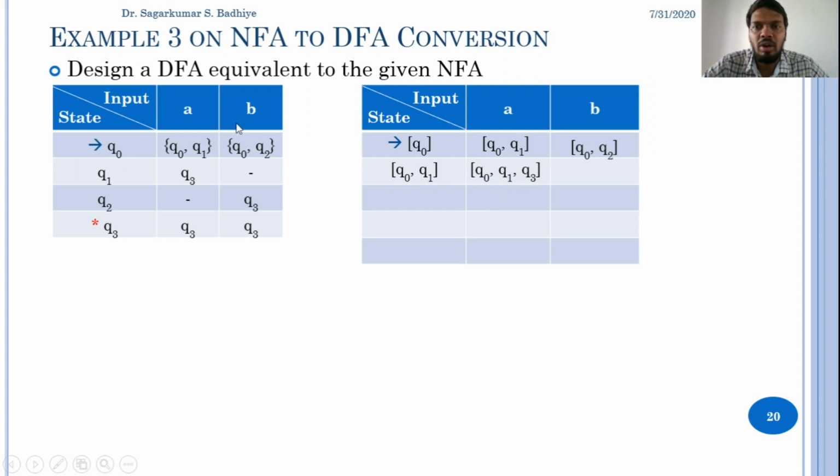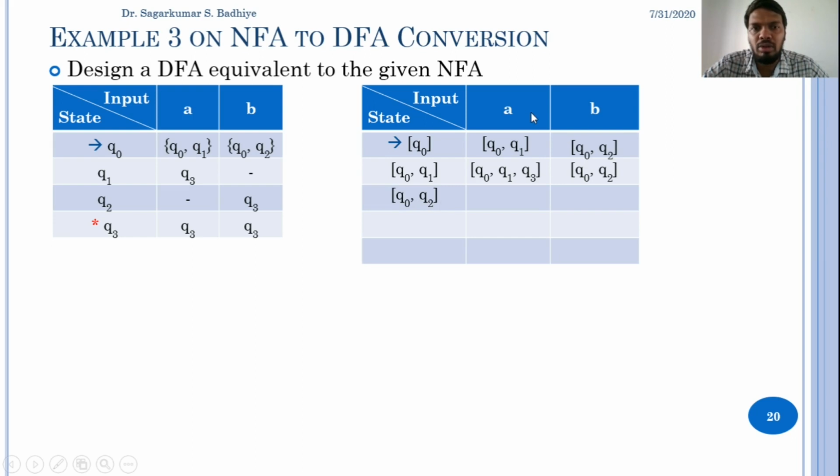Then Q0 on B in case of NFA goes to either Q0 or Q2, and Q1 on B has no transition. So Q0 Q1 in case of DFA on getting B as input goes to a combination of this. So it goes to a new state Q0 Q2. Then the next state in the present state column that is to be added will be the state which is not added from the next state column, and over here we have not added Q0 Q2. So the next state will be Q0 Q2.